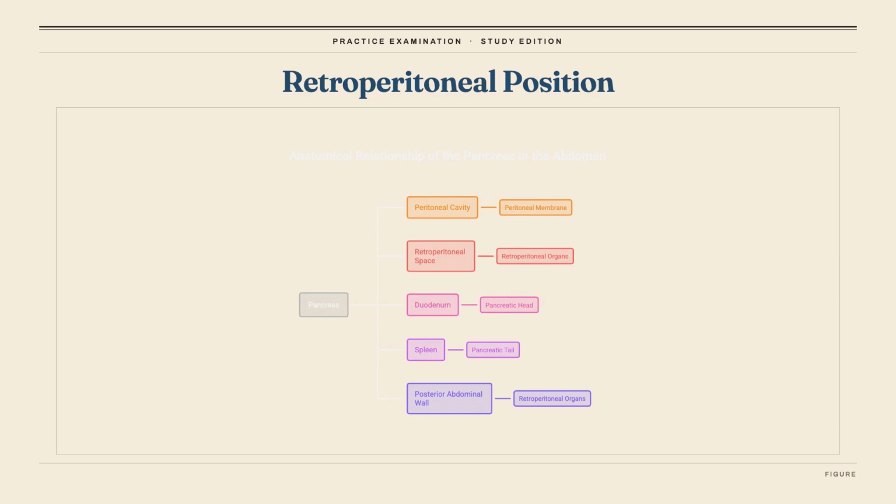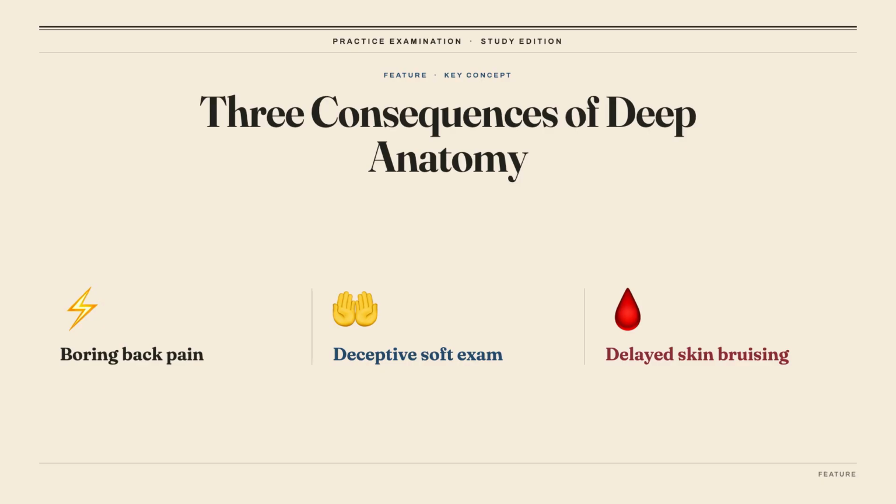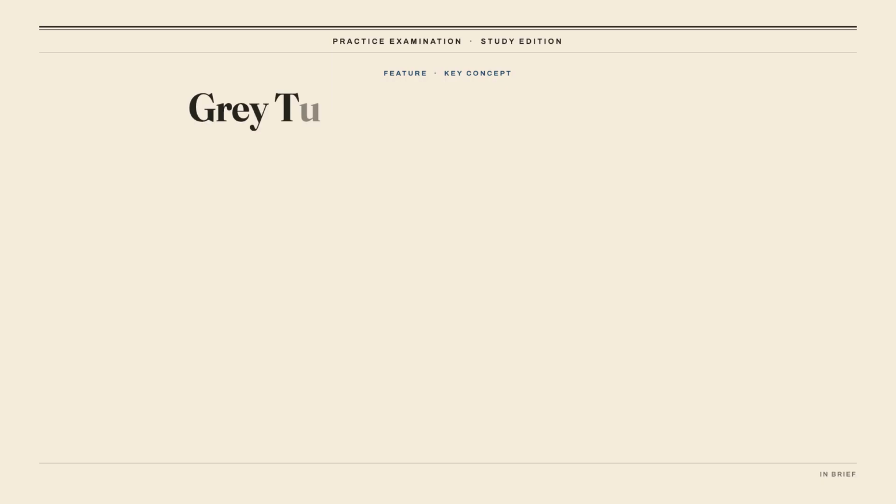That hidden posterior position changes how disease here behaves. Because the pancreas is walled off retroperitoneally, three things follow. Pain radiates straight through to the back with a boring, penetrating quality. The abdominal exam stays deceptively soft, since peritoneal signs need surface irritation. And days later, escaping blood tracks through retroperitoneal planes to produce visible bruising.